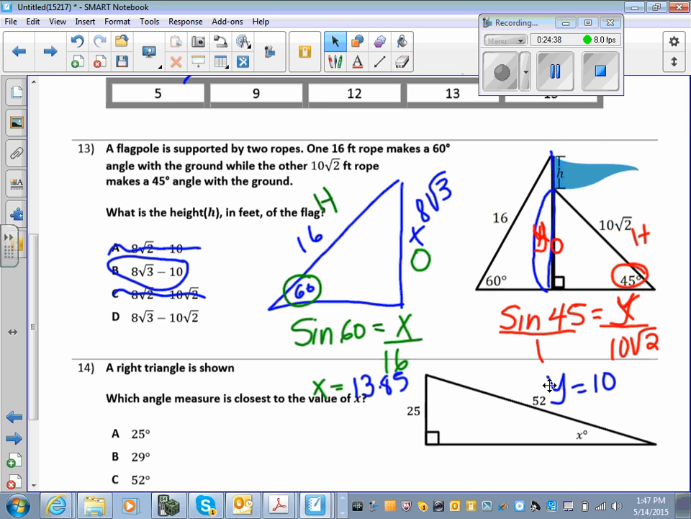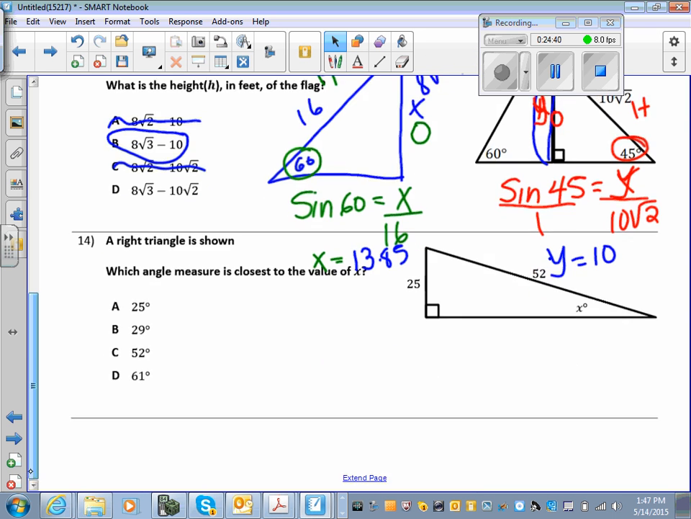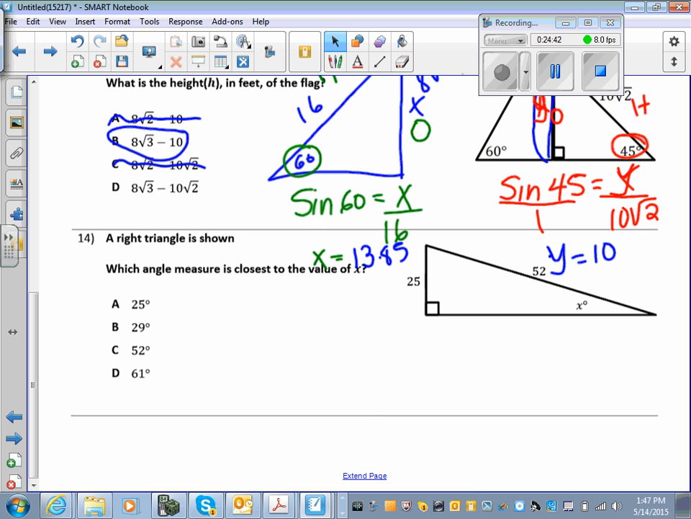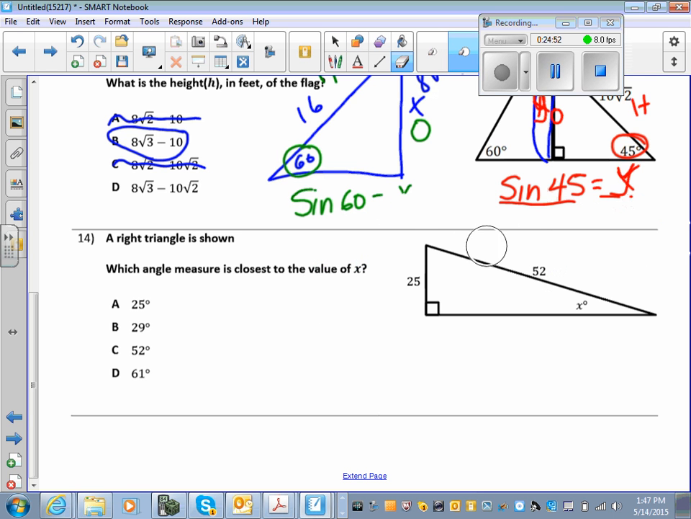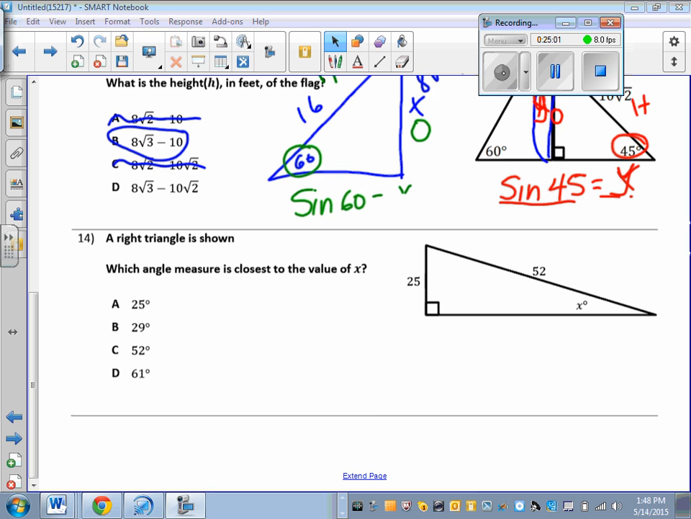All right, number 14. A right triangle is shown. So I think 14 and 15 are based on right triangles, your Pythagorean theorem, SOHCAHTOA. So this is what I have. A right triangle is shown. All right, number 14 is another right triangle problem. Anybody got the answer?